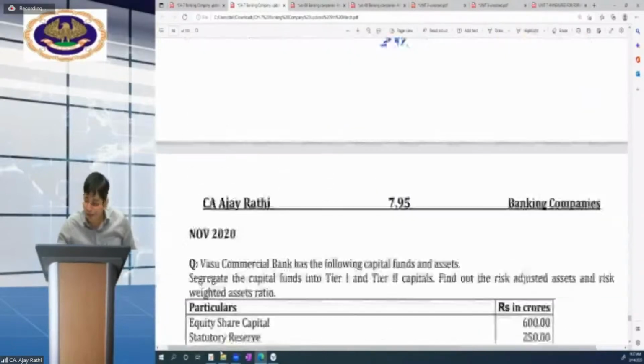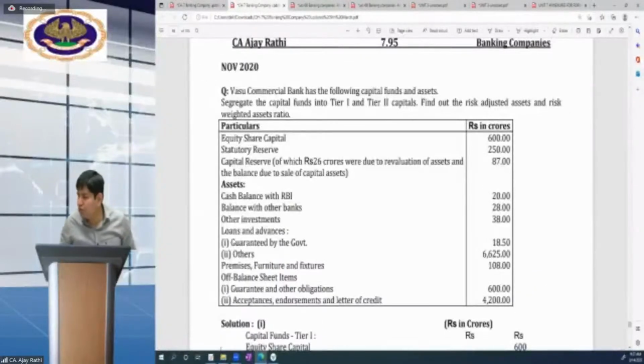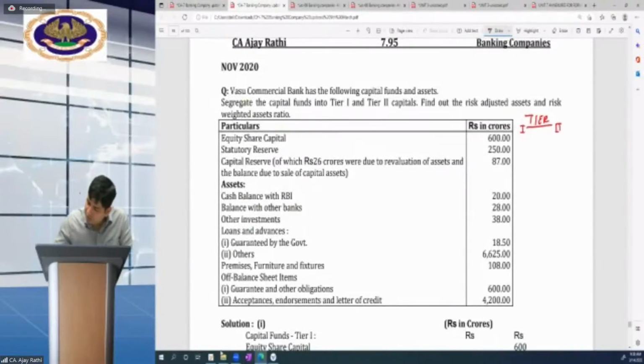Okay. Please see the next question, November 2020. Let's start. Who will tell me? I am waiting for an answer, but everyone must answer. Tell me, tier 1 or tier 2. Everyone, I am waiting for an answer. Who will tell me whether this will fall in tier 1 or tier 2?